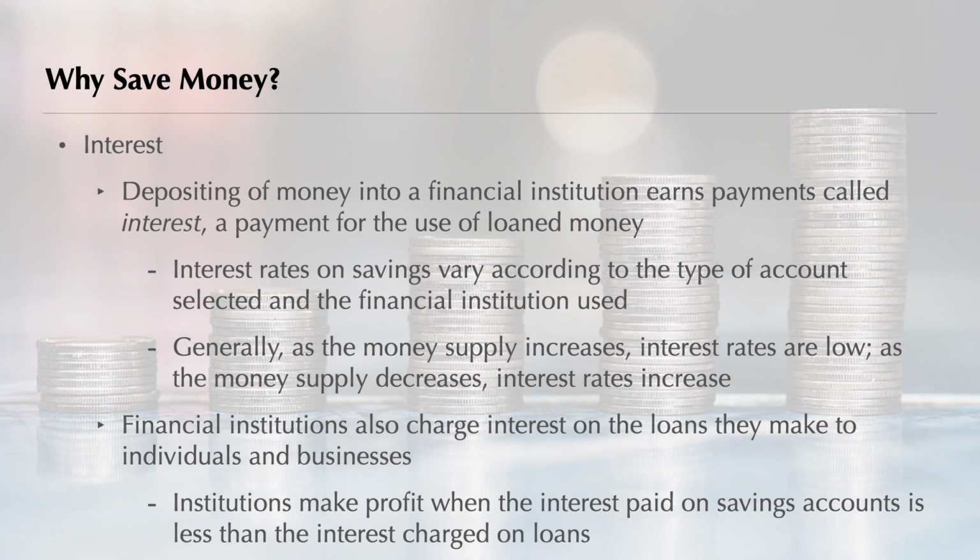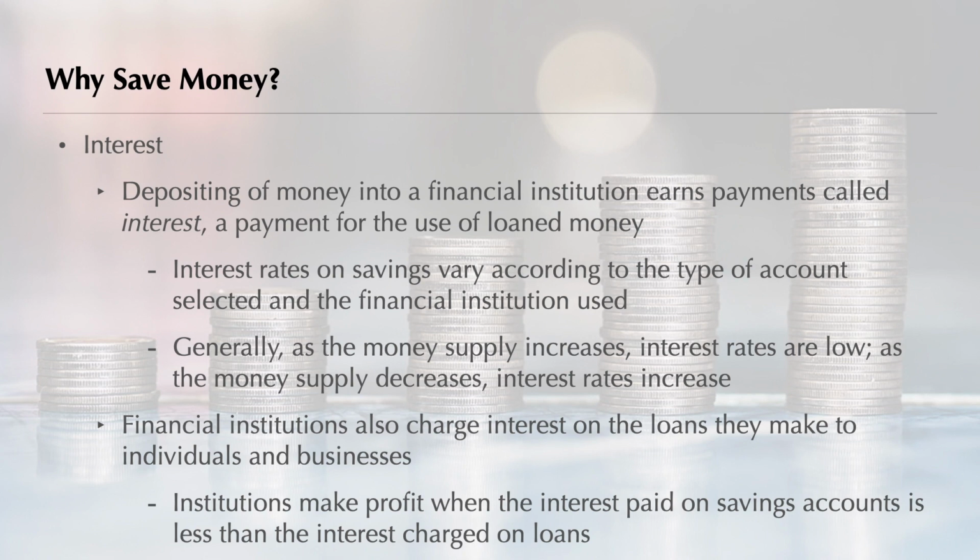When you deposit money in a financial institution, you may receive a payment called interest. The financial institution pays interest in exchange for the use of your money while it is deposited. Interest rates on savings vary according to the type of account chosen and the financial institution in which the money is deposited. Interest rates also fluctuate or change to reflect the general availability of money in the economy. When the supply of money in the economy is reduced, interest rates generally increase. When more money is available, on the other hand, interest rates are lower.